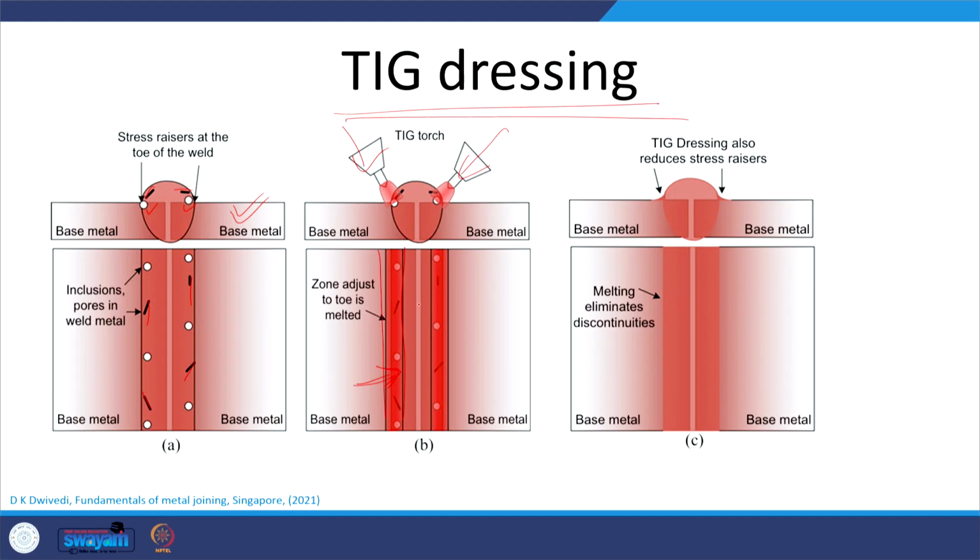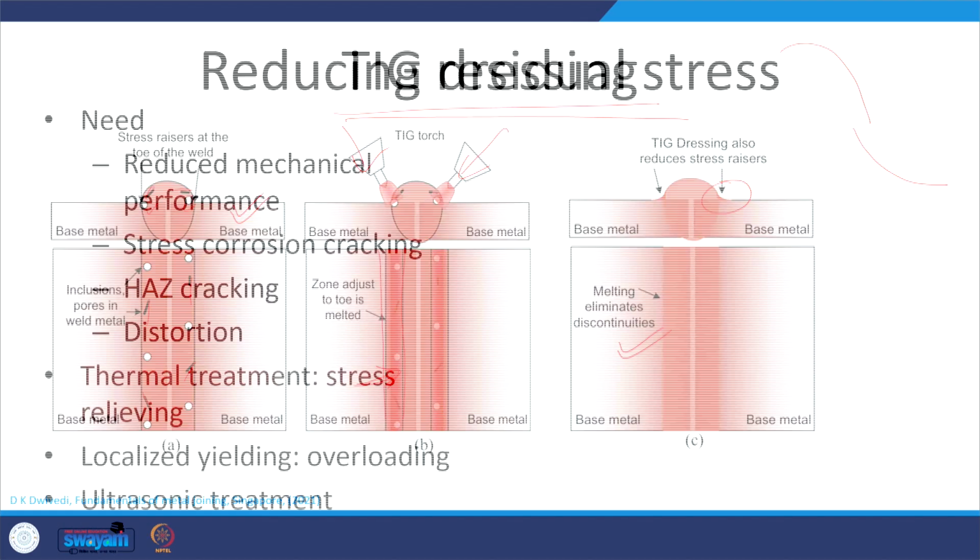And when it remelts, the inclusions, cracks and porosity are eliminated. At the same time, due to the remelting, we are able to reduce the fillet radius also. Initially it would have been like this, but after remelting this will be reduced, so that the stress concentration at the toe of the weld is minimized, and discontinuities are also eliminated. But for this we need to optimize the heat input, so that only a thin layer of the weld metal near the toe is melted, and unnecessary thermal damage to the weld metal and the base metal is minimized.